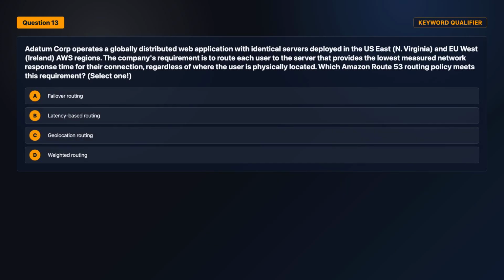Time for another one. Question 13. The verb matters here. Adatum Corp operates a globally distributed web application with identical servers deployed in the US East, North Virginia, and EU West, Ireland, AWS regions. The company's requirement is to route each user to the server that provides the lowest measured network response time for their connection, regardless of where the user is physically located. Which Amazon Route 53 routing policy meets this requirement? Select one. Review the answer choices on screen.